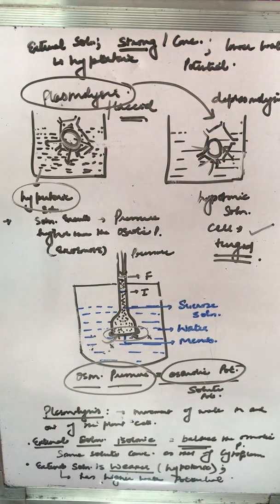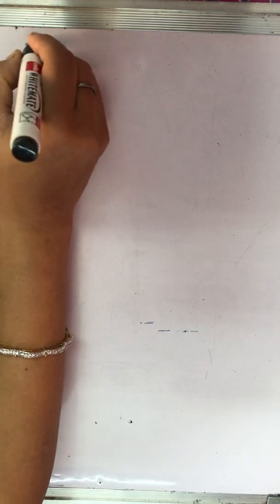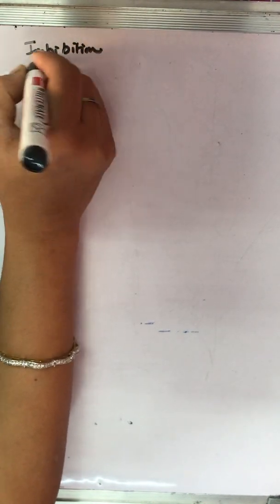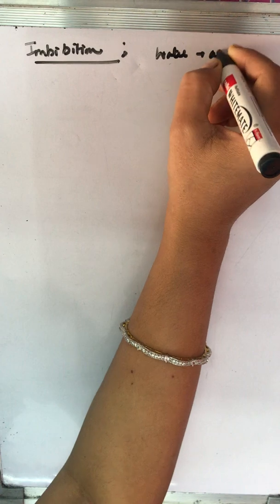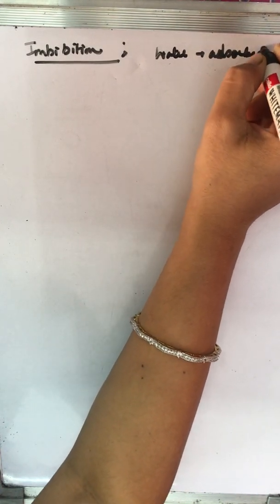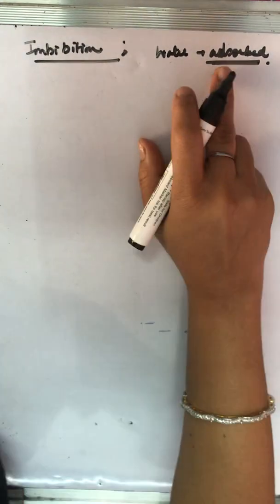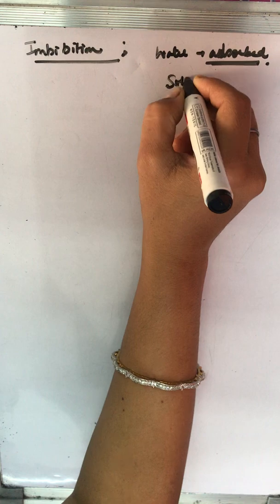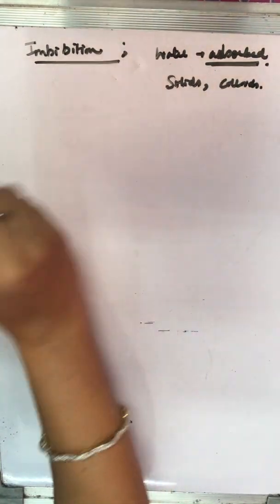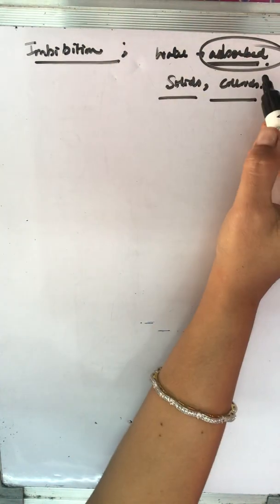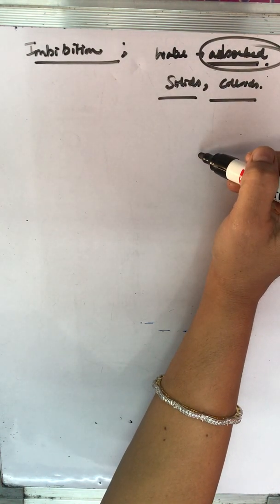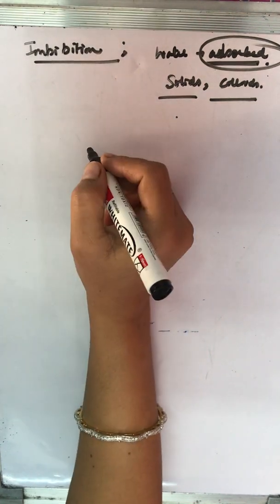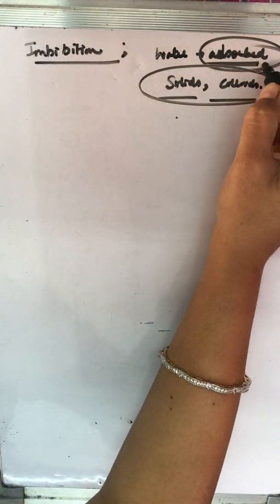Clear? Moving to the next concept, that is imbibition. Imbibition is a special type of diffusion. Here what happens? The water is absorbed in such a manner that it is called adsorbed by the solids, colloids. Why adsorbed? Because it is absorbing in a manner that it is not making a solution after absorbing water, right? Like kneading the flour. When mama kneads the dough, what happens? It absorbs the entire water, that is adsorption.